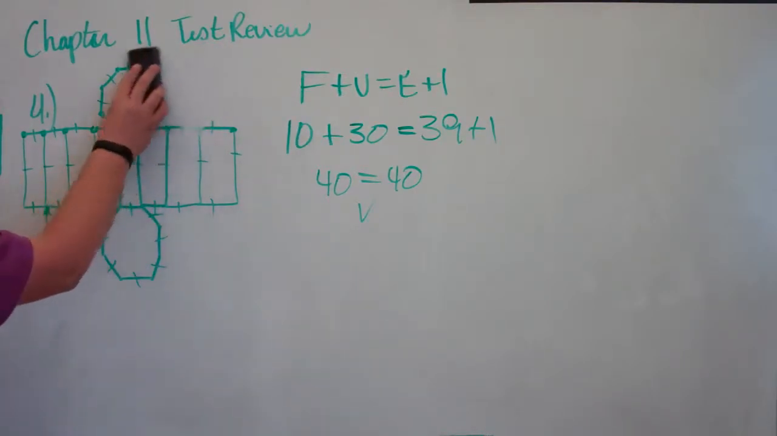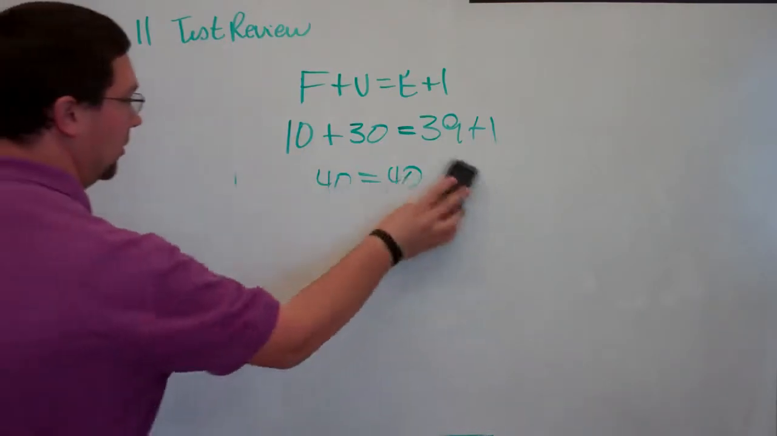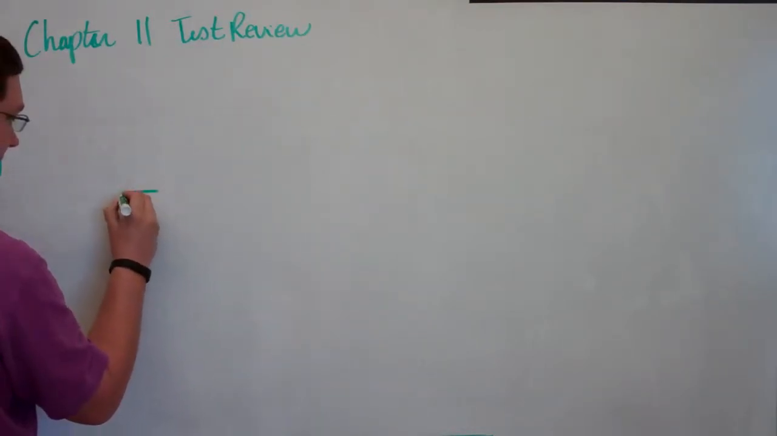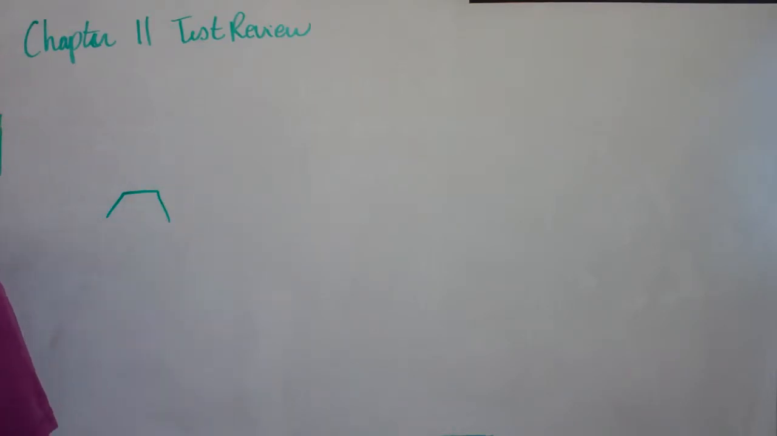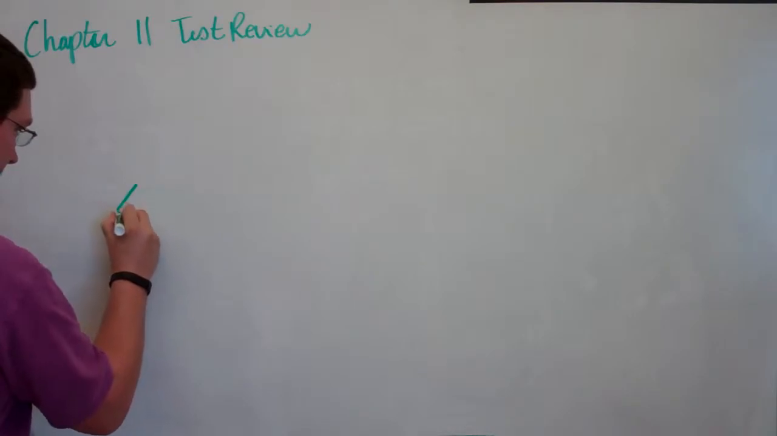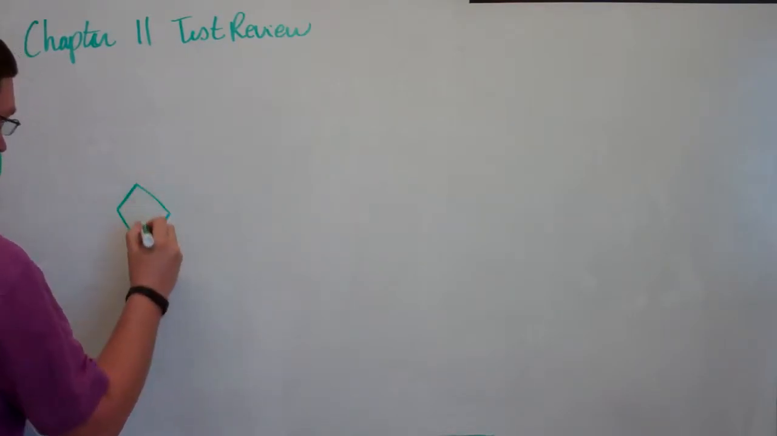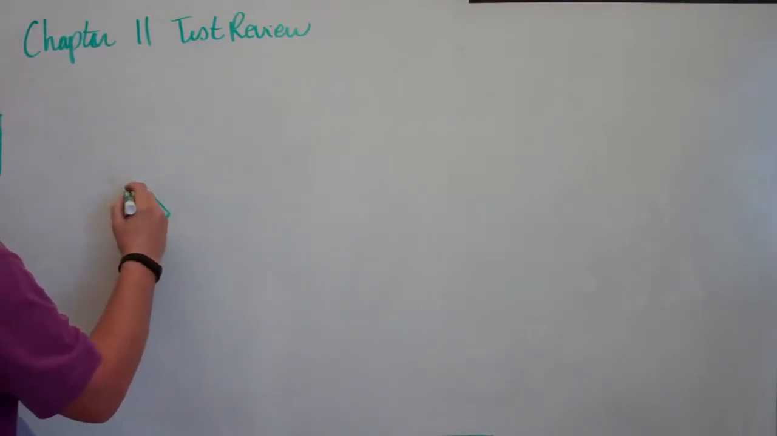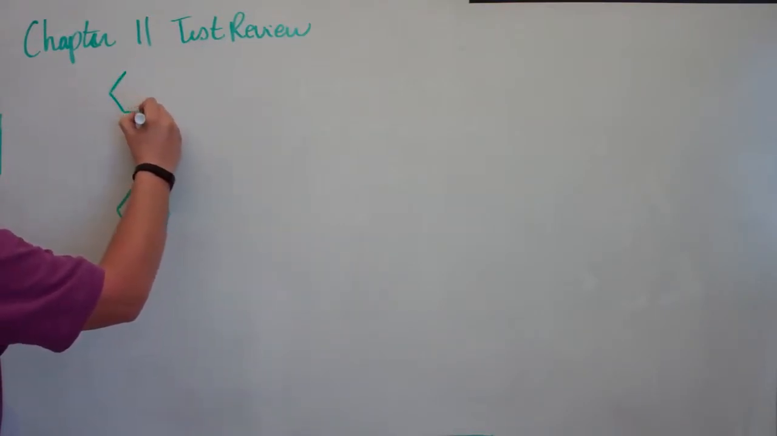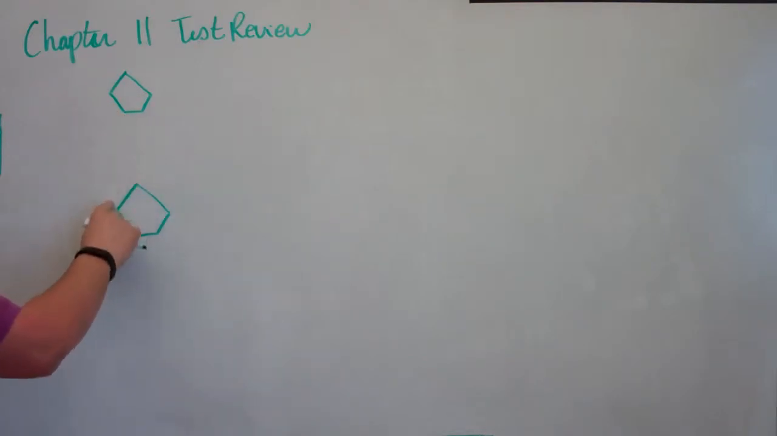All right, number 5. Number 5 says, what is the number of edges in a prism with pentagonal bases? Well, if you remember, pentagons have 5 sides. All right, so we have one there. So if you think about this, we're going to have a pentagon at the bottom and a pentagon at the top.